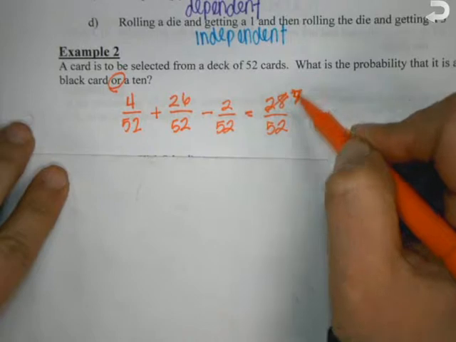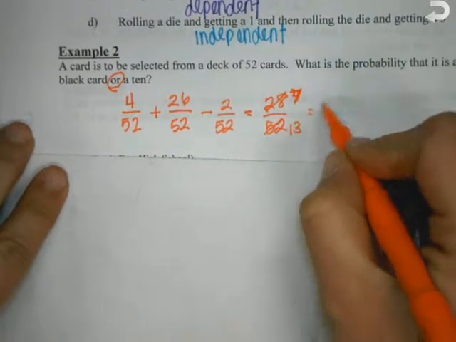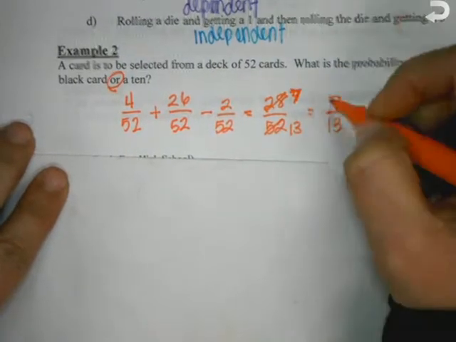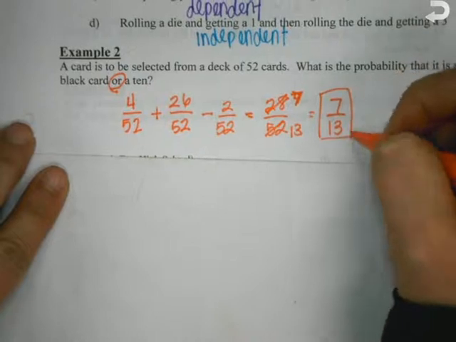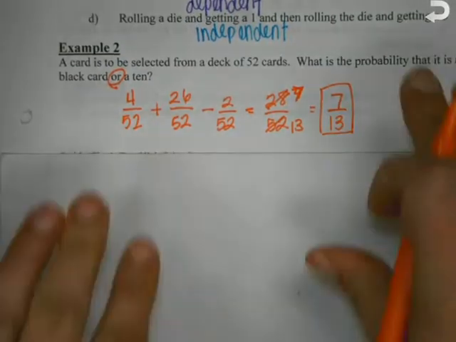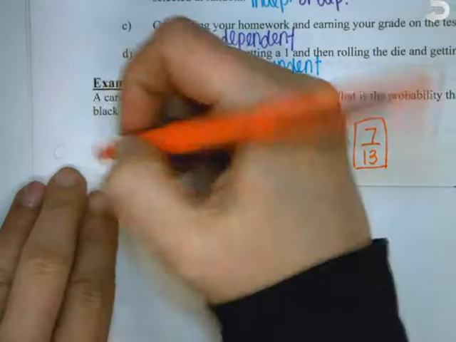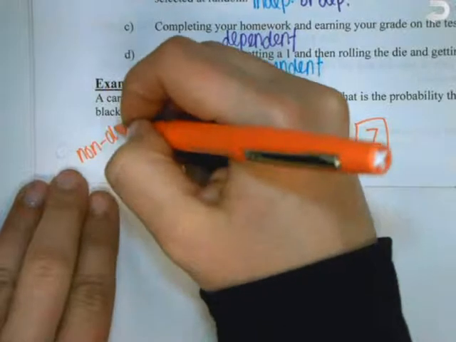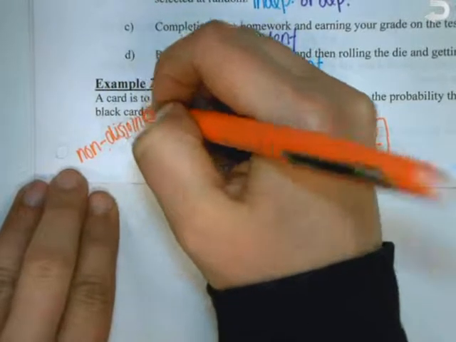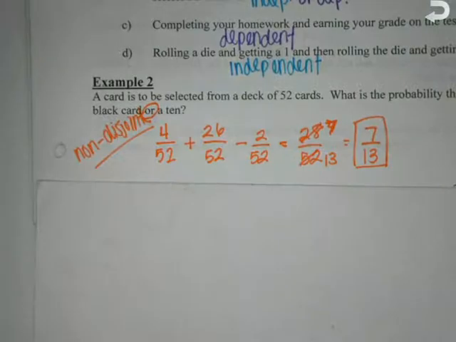What is this called again when there's overlap? Non-disjoint. I'm going to write off to the side. Non-disjoint. Okay, so this is what I mean. Now everything is just going to start mixing together with our probability, and we have to decide what type of event it is.